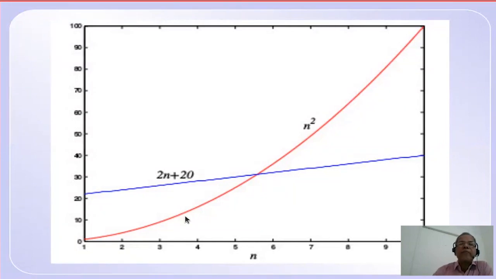One such example is here. n squared is an upper bound of 2n plus 20. This does not mean the curve n squared is always above the curve 2n plus 20, but beyond a certain value, this is n0, a constant times n squared is always above 2n plus 20. That is what we mean.